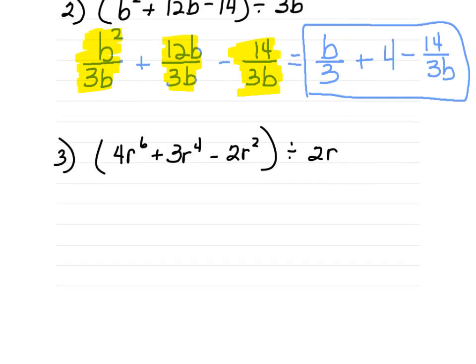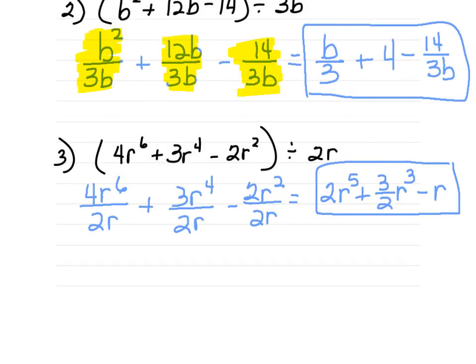Okay, try number 3 on your own. Pause the video for a moment. Come back and check your answer. Okay, the quotient is 2r to the 5th power plus 3 halves r cubed minus r.